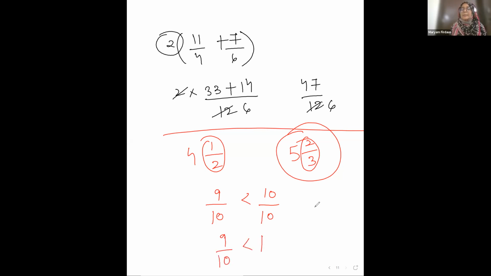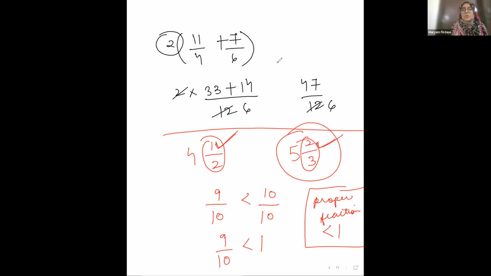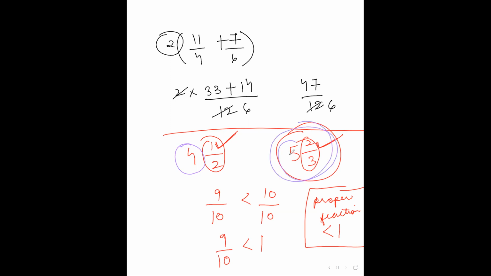So 9 by 10 is less than 1. So basically any proper fraction is always going to be less than 1. So 1 by 2 is less than 1. 2 by 3 is less than 1. So we can clearly see that the person who ate 4.5 apples ate less than the person who ate 5 and 2/3 of an apple. Getting it? So this person ate 4 apples. Let me try to pictorially represent that. 4 apples and a half apple. And this person over here on the right ate 5 and 2/3.